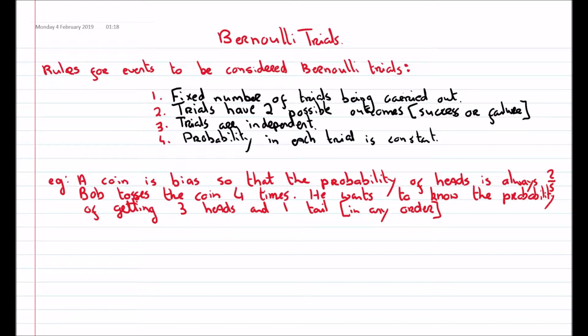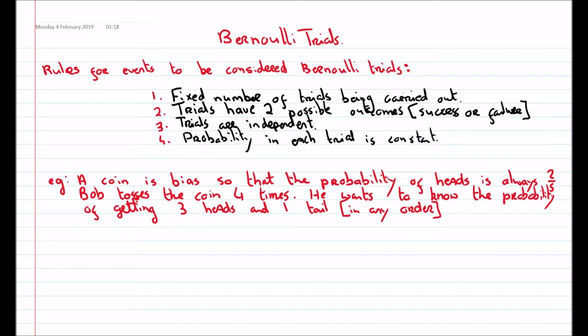However, this is a Bernoulli trial because, I suppose, we know there's a fixed number of trials being carried out. The coin's tossed 4 times. There's 2 possible outcomes, heads or tails. The trials are independent, so it doesn't matter what I get in my first toss. I still have the same probability in my second toss. And the probability in each trial is constant. The probabilities don't change. Okay?